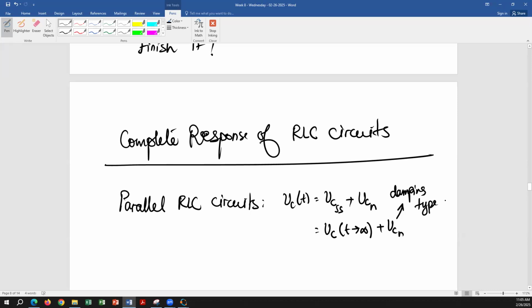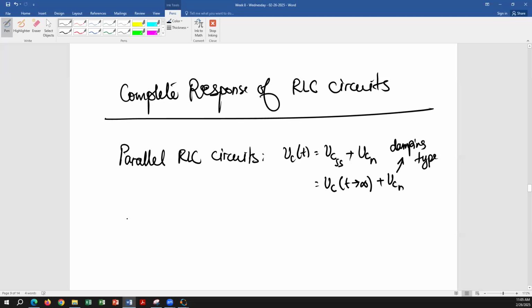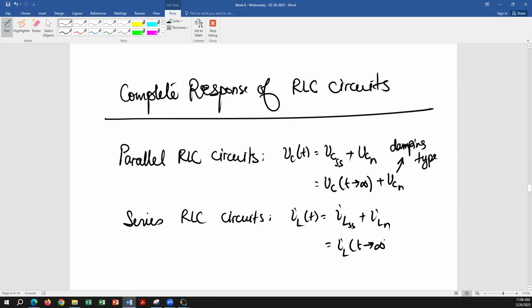So we have three different natural response expressions based on the type of the damping. We find that first, and then from that we can find the current and all those things. For the series circuit, we usually go for current, because the current is the same passing through each component in a series circuit. So it's going to be IL(t) is equal to IL steady state plus IL natural response. IL when t is going towards infinity, that is inductor is short and capacitor is open.